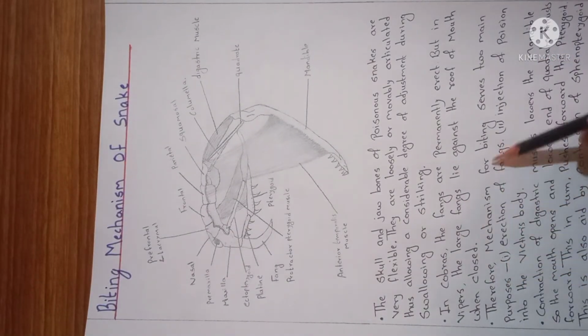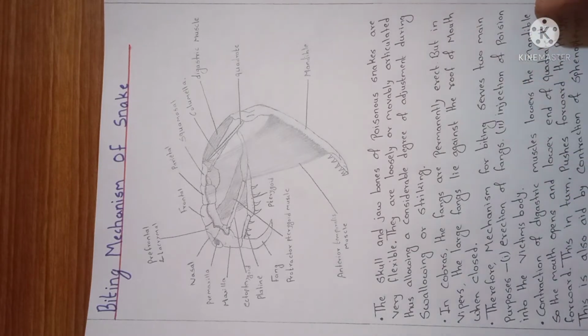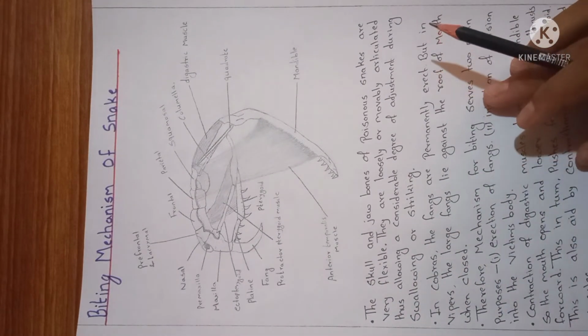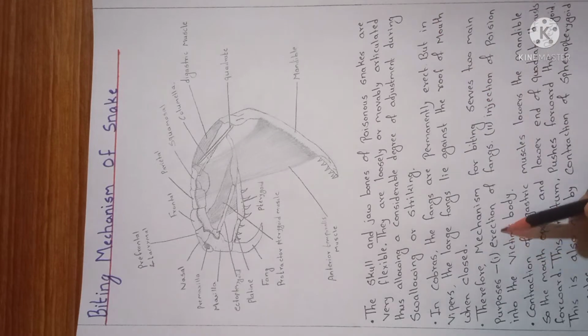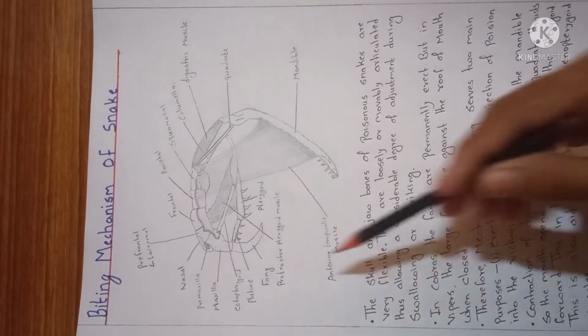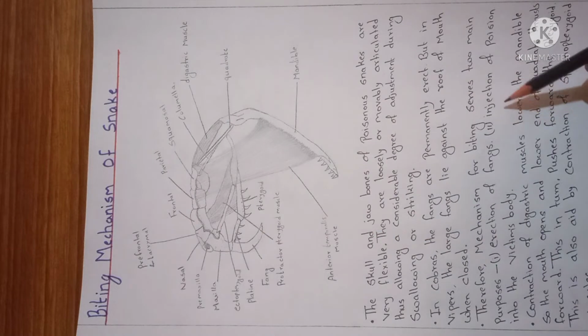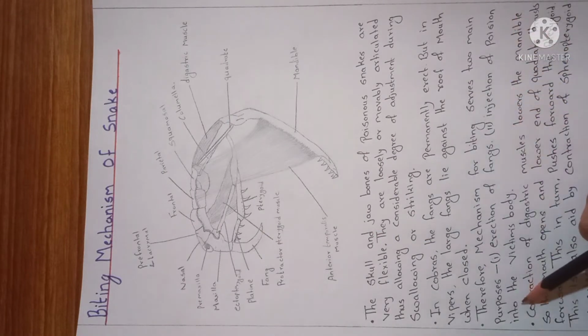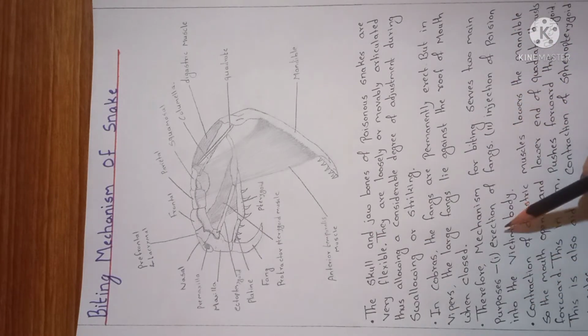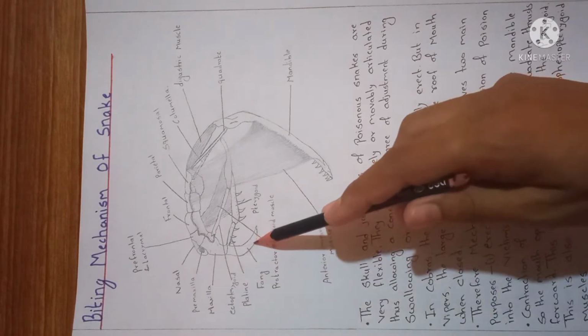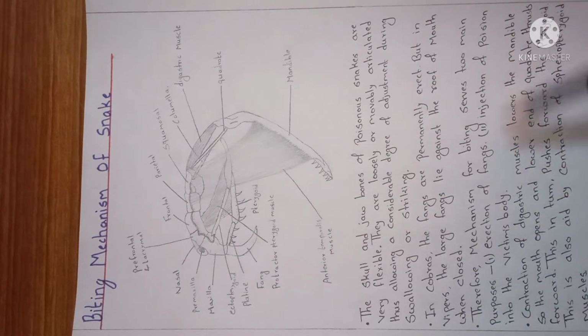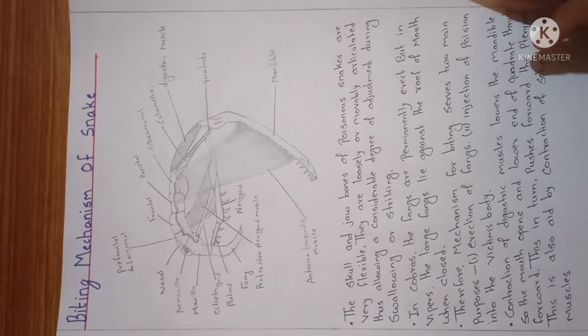Therefore, the mechanism for biting serves two main purposes. There are two main purposes for the mechanism of biting in snakes. First one is erection of fangs, straightening of the fangs, and second one is injection of poison into the victim's body. When the fang is straightened, then poison must be injected into the victim's body. These are two processes.